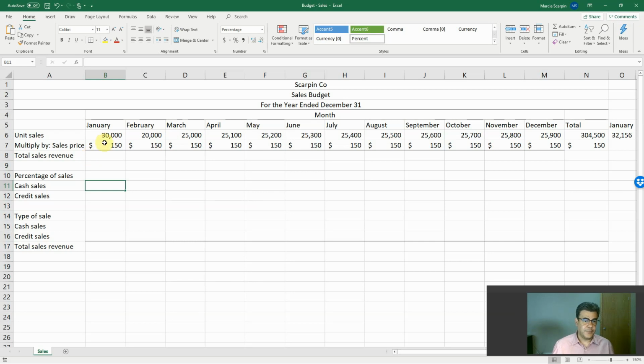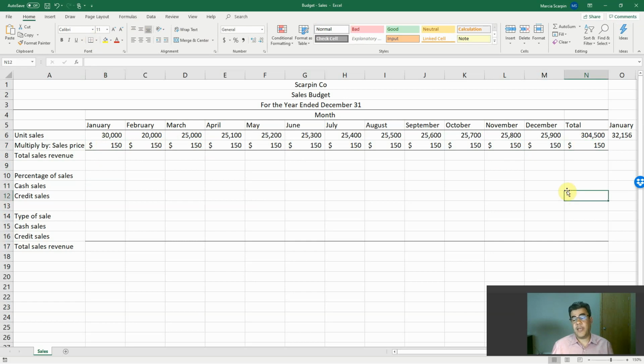So first of all, sales price. Our sales price is 150 for all of our months, and then the total is also 150 because we never sum prices. And unit sales, based on our marketing projections and so on, we have this amount of unit sales, from January to December.